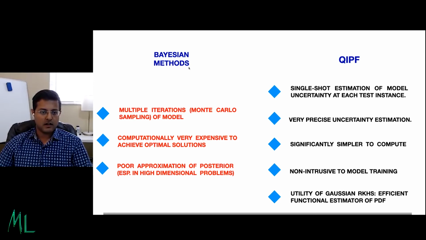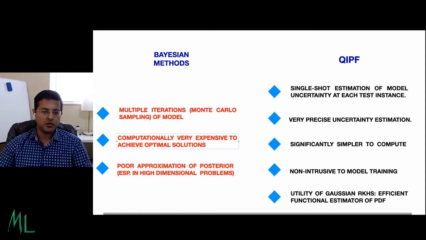That is what I express here. Bayesian methodology for uncertainty quantification involves multiple iterations of the model. And there are various ways of doing this. You can do it using Monte Carlo dropout or ensemble approaches. So because of this, it is very computationally expensive to achieve optimal solutions from the perspective of Bayesian methodologies.